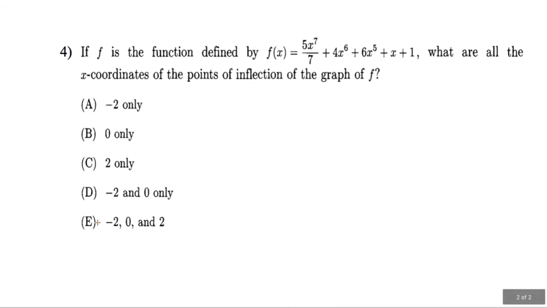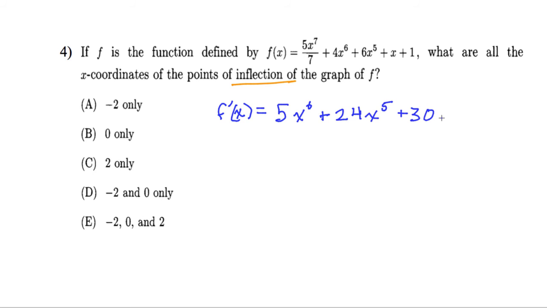On the back. Okay, so we have this function, and we're looking for all the points of inflection. Definition of points of inflection: F double prime sign change. We don't have F double prime. Let's get it. Here's F prime. F prime of x: I bring down the 7, and I just get 5x to the 6 plus 24x to the 5th plus 30x to the 4th plus 1.